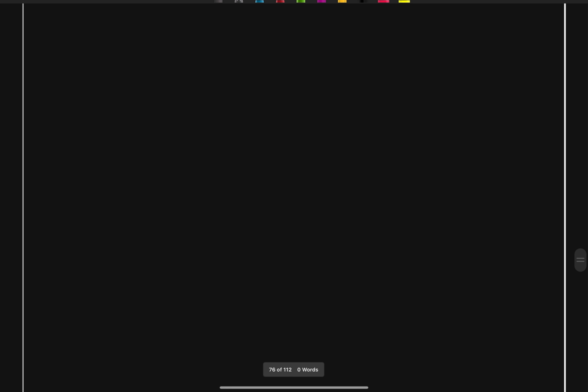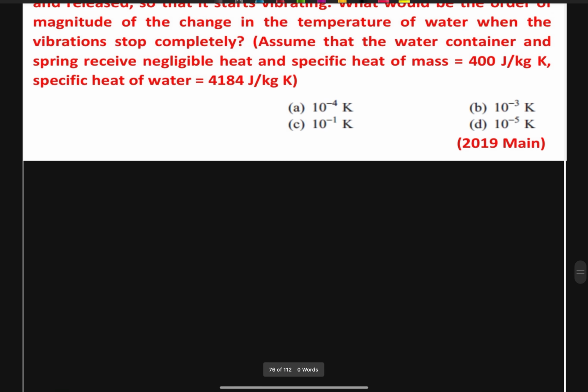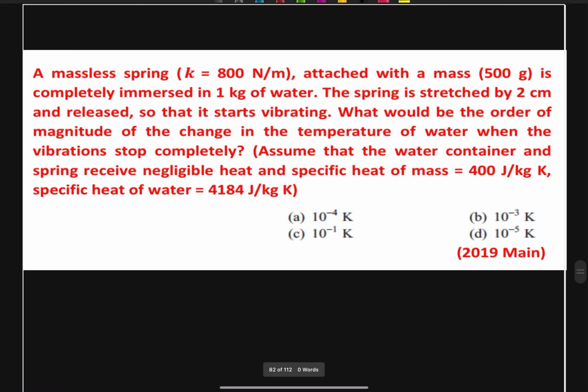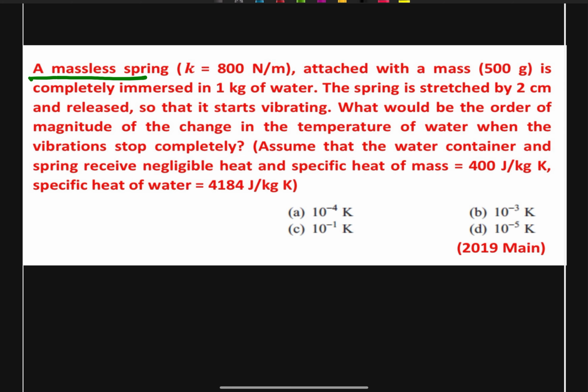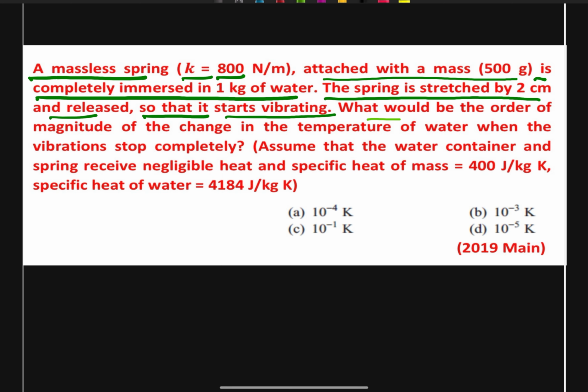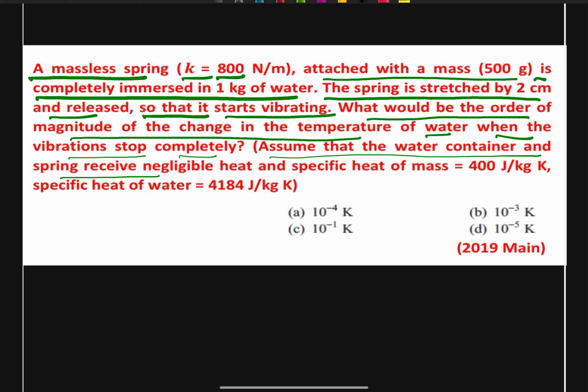Next question. It states that a massless spring of spring constant 800 attached to a mass of 500 gram is completely immersed in 1 kg of water. The spring is stretched by 2 cm and released so that it starts vibrating. What would be the order of magnitude of change in temperature of the water when the vibration stops completely? Assume that the water container and spring receive negligible heat, and specific heat of mass is 400 and that of water is 4184.